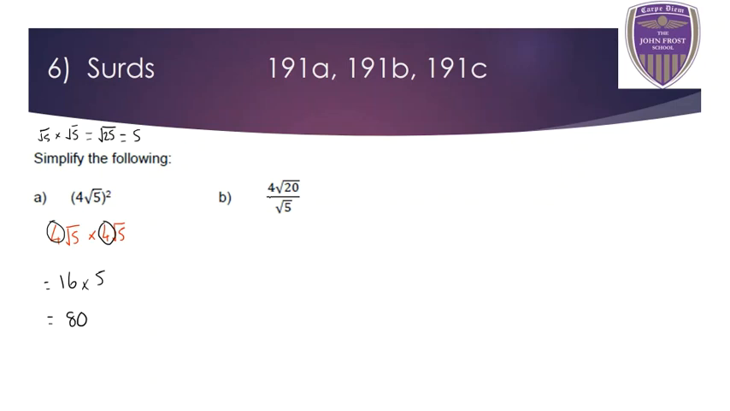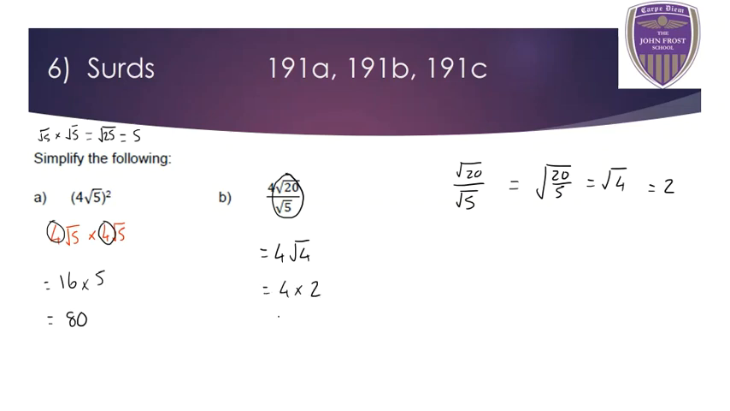Okay, on this one here, then we're going to divide 4 root 20 by root 5, but I'm going to just focus on the root 20 divided by root 5. And when you divide two roots like this together, then you can just write it in one root as 20 divided by 5. And 20 divided by 5 is 4. So this is the same as writing 4 root 4. The square root of 4 is 2. So to work this one out, we just multiply 4 by 2 to give us an answer equal to 8.